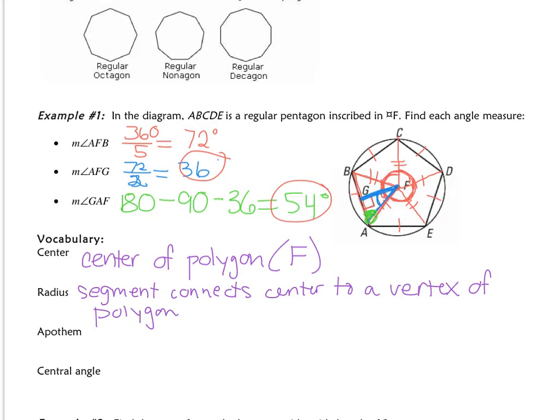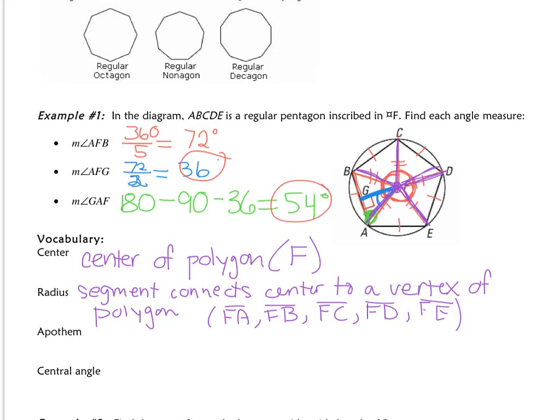Okay, so if I take this picture and I look for those segments from the center, point F, to any vertex, we have 5 vertices because it is a pentagon. So I have 5 radii here. They would be FA, FB, FC, FD, and FE. It's a pentagon, so it should have 5 radii. If it was an octagon, it would have 8. If it was a triangle, it would have 3, and so on and so forth.